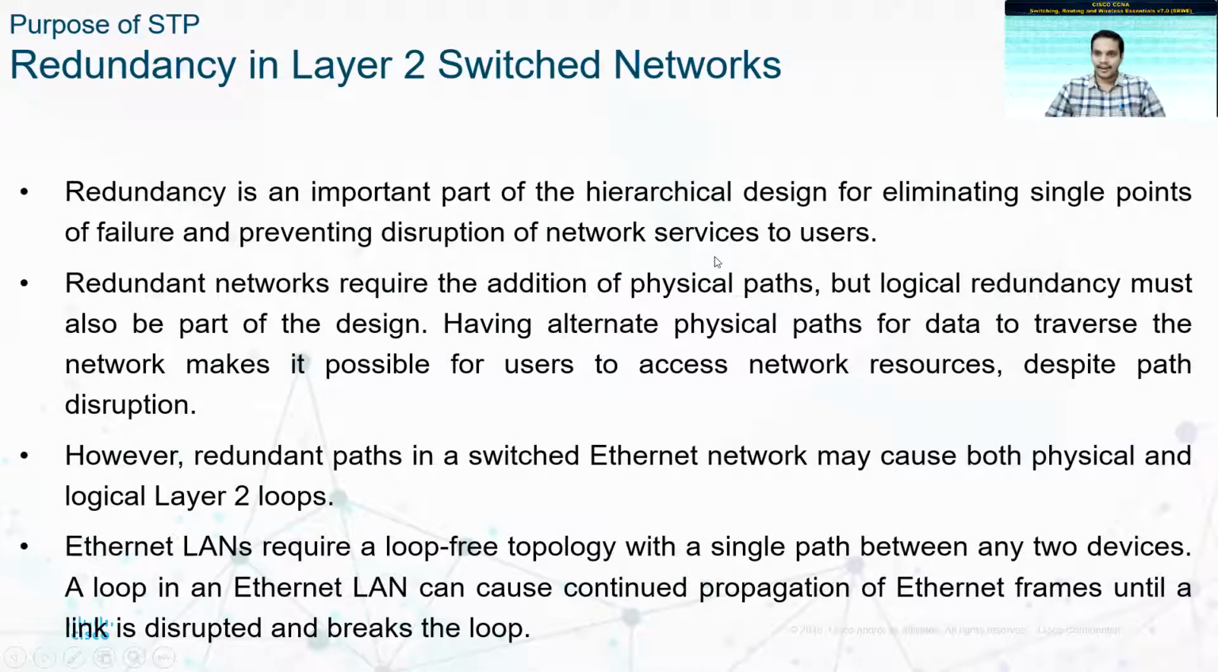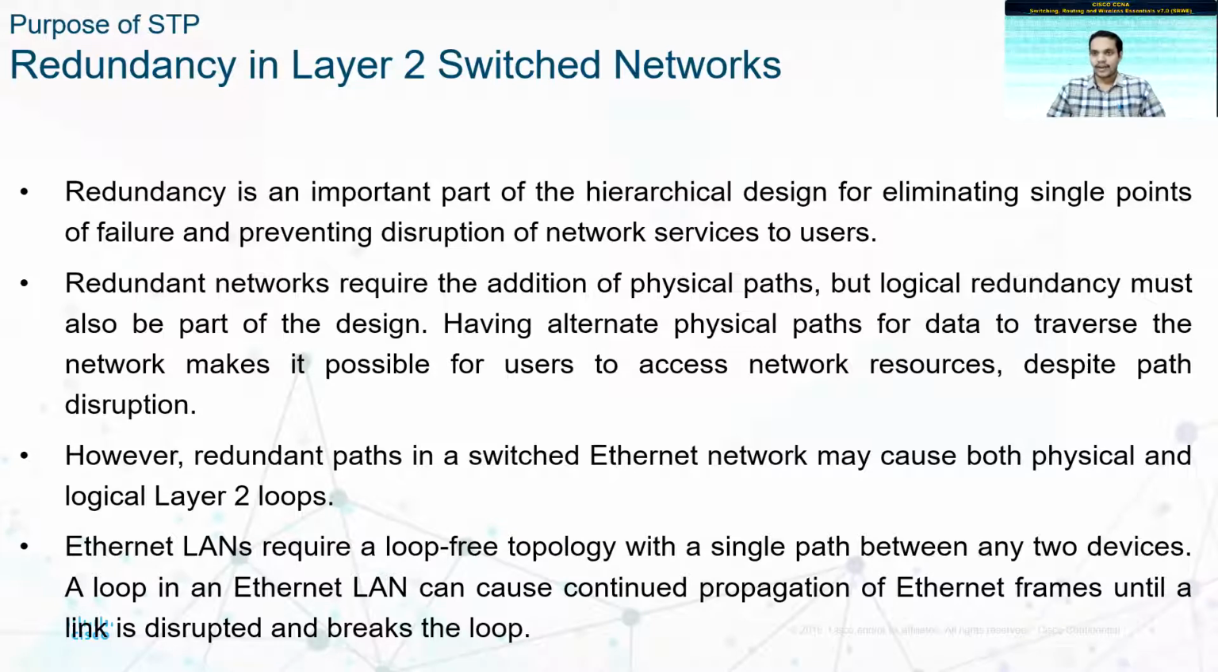So in this case, redundancy is an important part of the hierarchical design because it eliminates the single point of failure and it prevents disruption of network service to the users. Now, redundancy means addition of physical paths, and also logical redundancy will be part of the design. Having these alternate physical paths for data to traverse the network makes it possible for users to access network resources despite path disruption. But the problem is when you add redundancy to a network, especially at layer 2, if you don't have any type of spanning tree protocol working on it, it will create a loop.